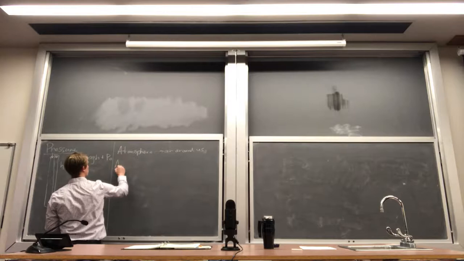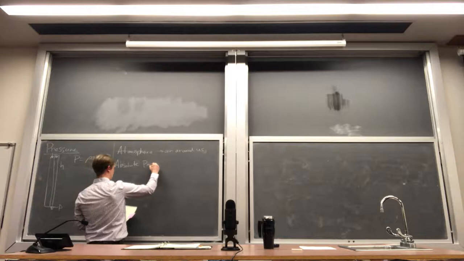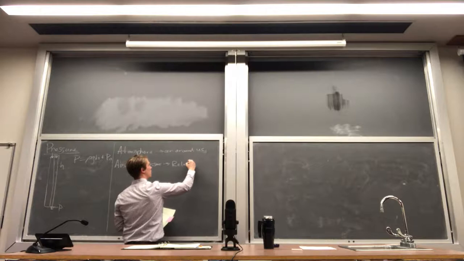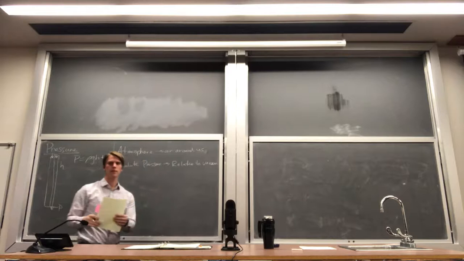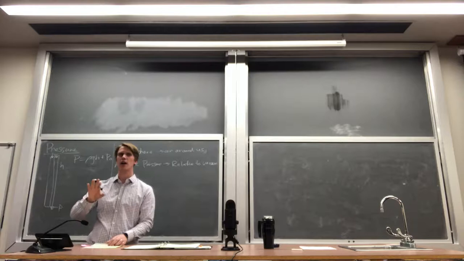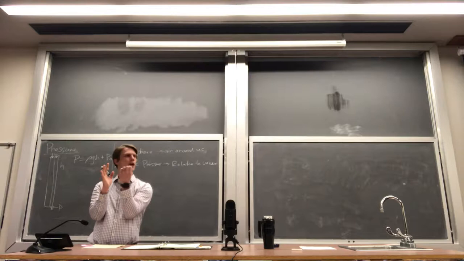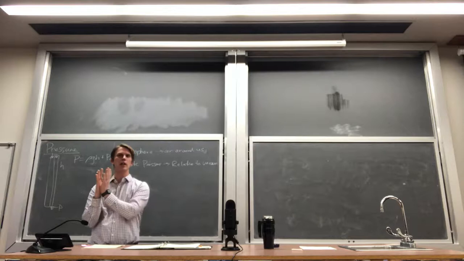We have absolute pressure. This is relative to a vacuum. Right, this would be the pressure with a reference of absolutely nothing. So you can imagine a membrane, right, where you have some air inside of it and the other side is filled with nothing. The air inside is really going to be pushing hard to get to the nothing side. Right? That is going to be your absolute pressure.